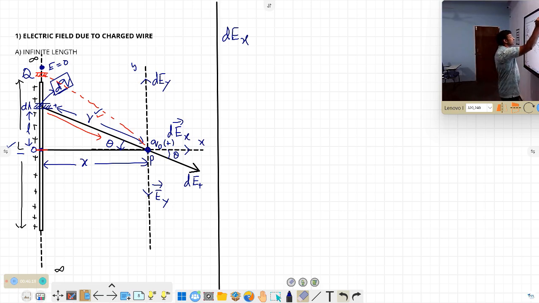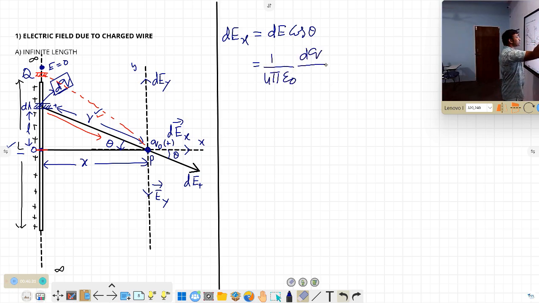So what is dEx? dEx is equal to dE into cos theta. What is dE? dE is equal to 1 by 4 pi epsilon naught, just as we did before, dq by r square into cos theta. So if you observe this, what are the variables here? dq is variable, r is variable, theta is also variable, because as you change the elementary portion position anywhere, below the line of bisector or above the line of bisector, the theta value changes, so the cos theta value also changes. So these are the variables.